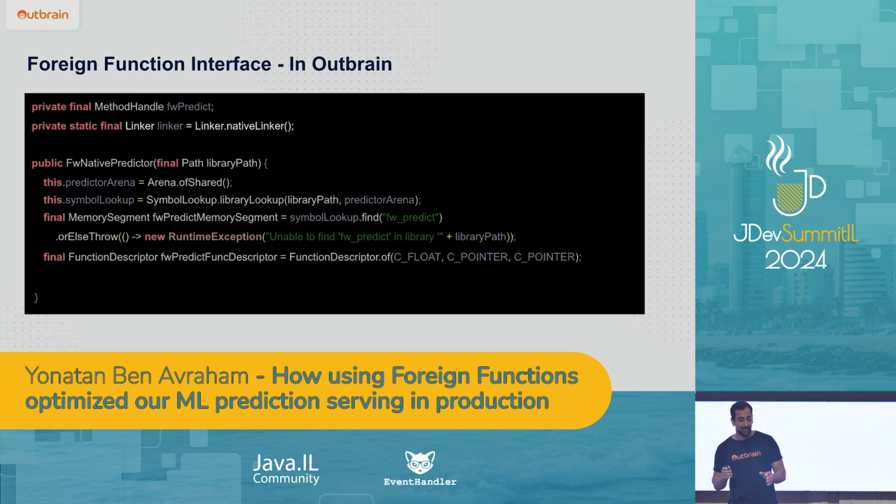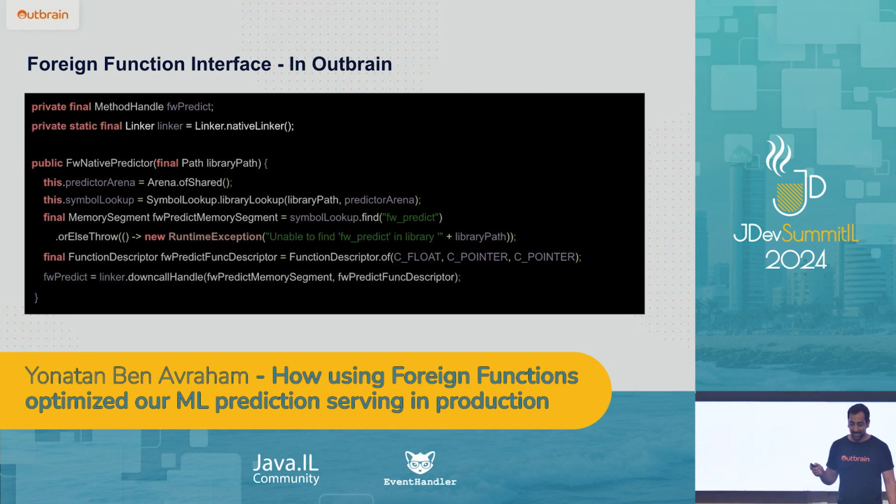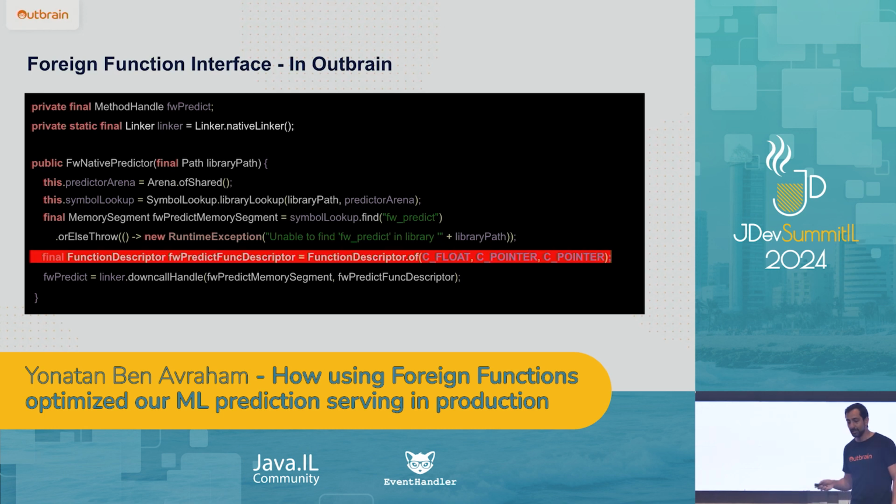Now, with this memory segment and the function descriptor, which I will go into in a minute, we can use the linker that we created at the second line, linker.downcallHandle, pass the memory segment we just created and the function descriptor, and we'll get the method handle. And I still owe you an explanation of the function descriptor. And this is a very cool addition we got from the developers of Project Panama.